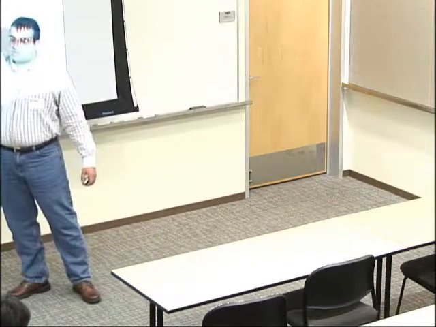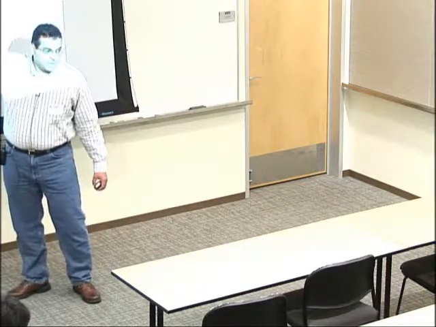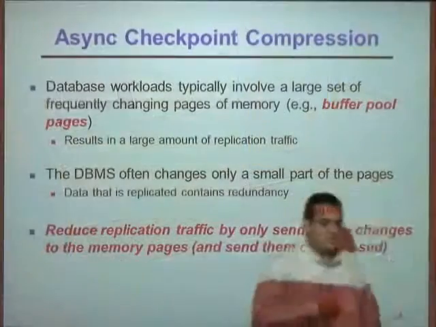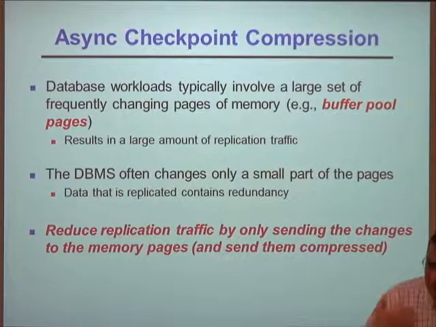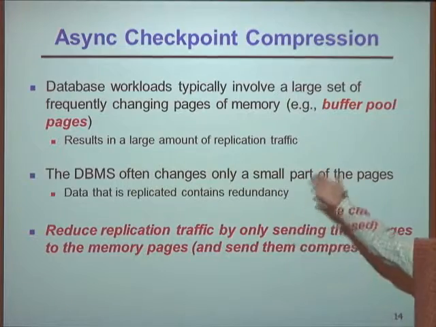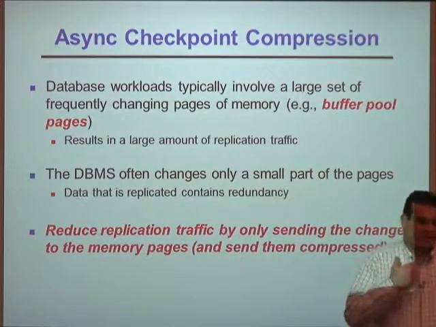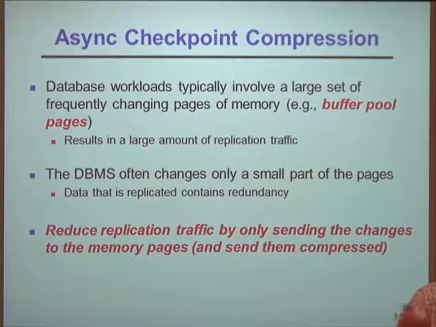So there is a lot of memory that's being checkpointed, which results in a lot of replication traffic between the primary and the backup. And there is redundancy in this replication traffic because you're modifying the same buffer pool pages over and over again, and every time there's a modification in a small part of the page. So we said, well, instead of sending these redundant pages over and over again, send the deltas in the pages and send them compressed.